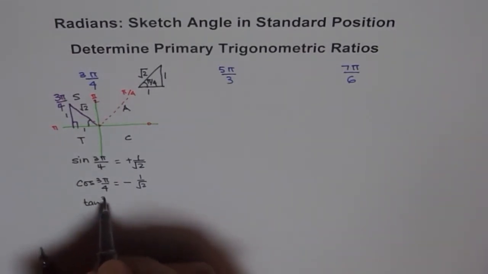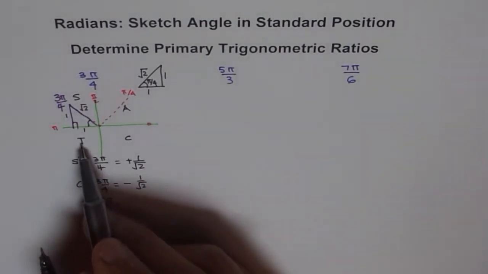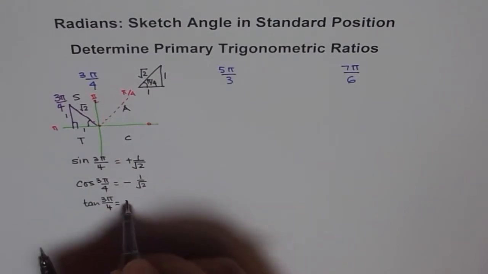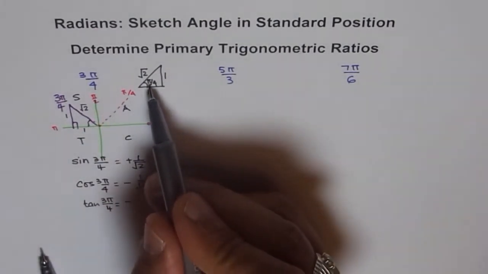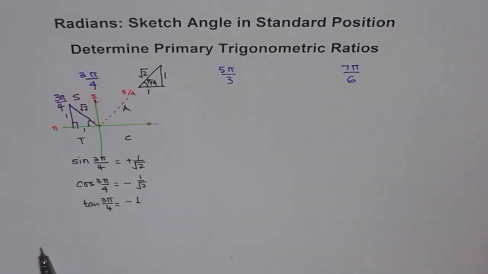How about tan 3 pi by 4? For tan, it has to be negative because tan is positive only in quadrant 3, right? So it's negative. For tan, in the special triangle pi by 4, it is 1 over 1, which is 1. So we get tan 3 pi by 4 as negative 1. Okay? I hope you understand how I got it.